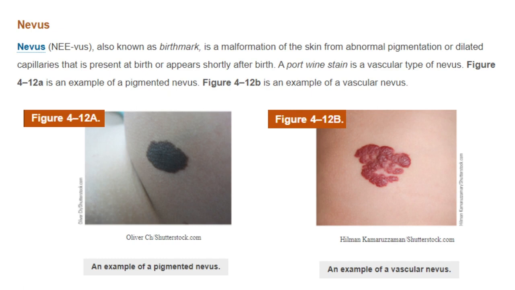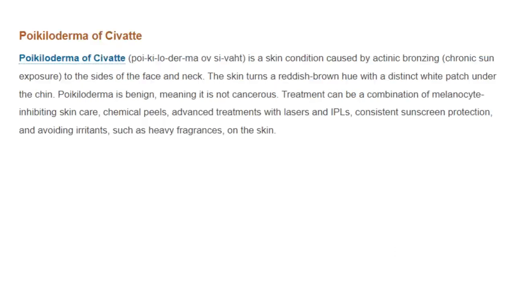Nevus. Nevus, also known as birthmark, is a malformation of the skin from abnormal pigmentation or dilated capillaries that is present at birth or appears shortly after birth. A port wine stain is a vascular type of nevus. Figure 4.12 is an example of a pigmented nevus. Figure 4.12b is an example of a vascular nevus.